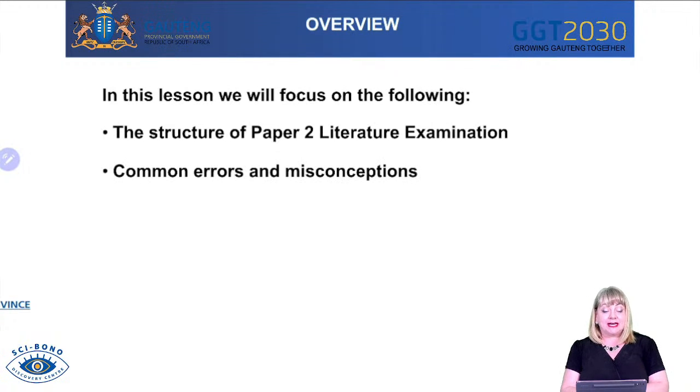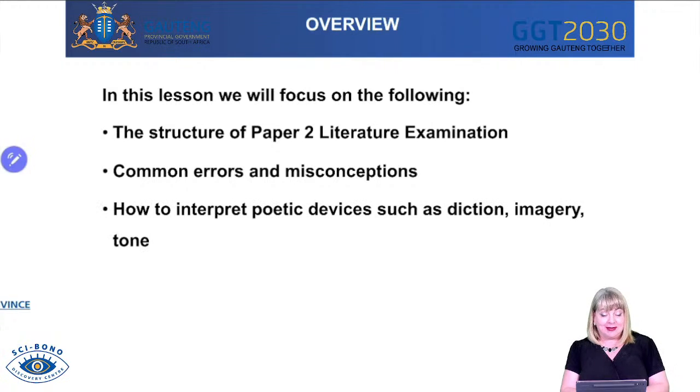I'd also like to chat briefly about some of the common errors and misconceptions that we find occur year after year in the literature paper, and I'm going to draw your attention to these things so that tomorrow you will not be making these mistakes. We're going to be looking specifically at poetic devices such as diction, imagery, and tone, which are three of the devices that come up very, very often in the literature paper.